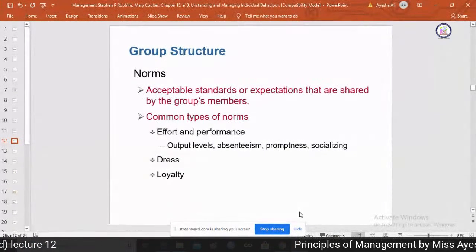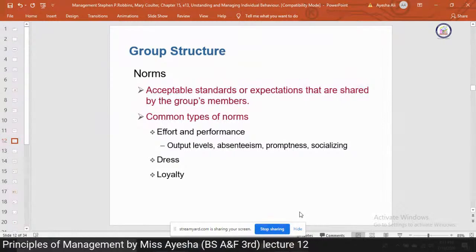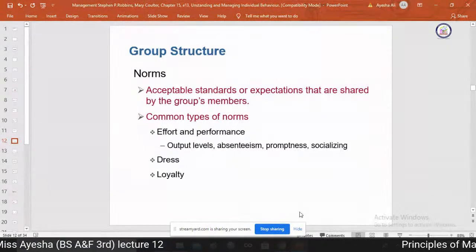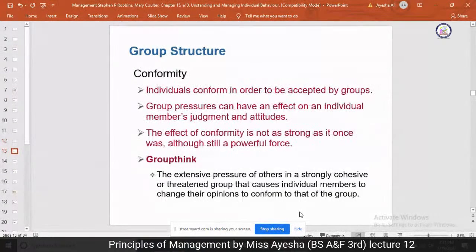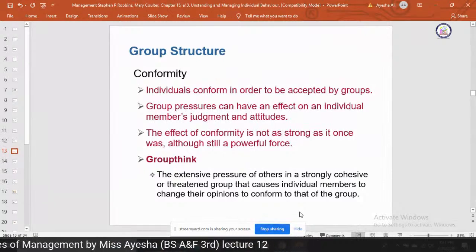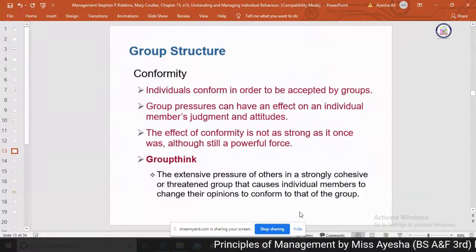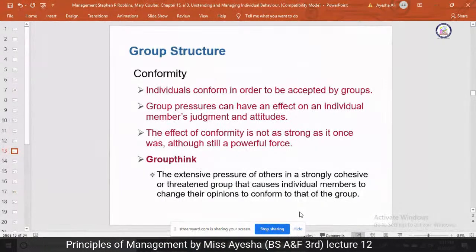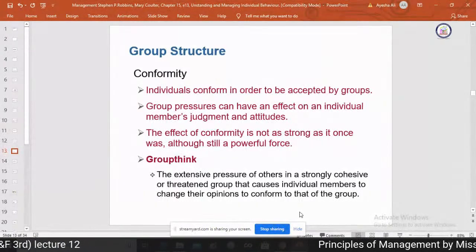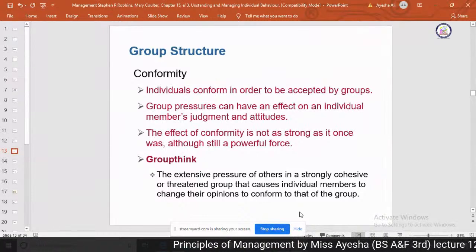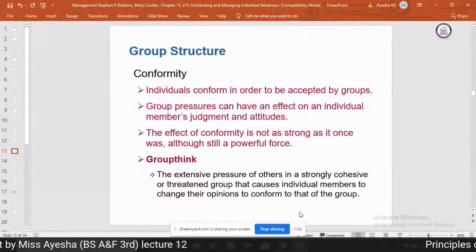And then we have dress code, what type of dressing and what type of dress code they have to follow. And then loyalty, they have to be loyal and sincere with their group and with their task achievement. So then we have conformity. Individuals conform in order to be accepted by the group. So this is the very important thing. Individuals must be accepted by the group members, otherwise they are unable to work with them, because acceptance is very important. And group pressure can have an effect on the individual member's judgment and attitude.